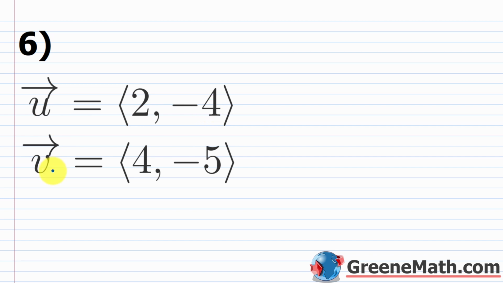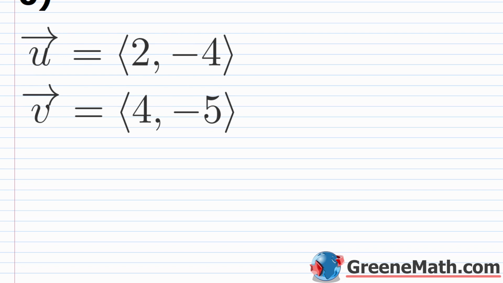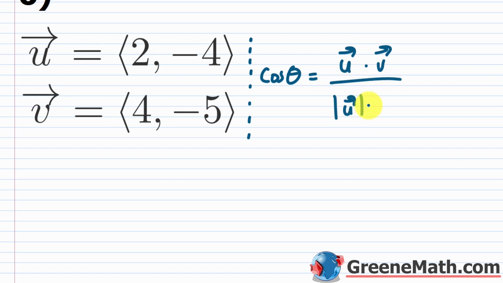Then we have our vector v also given in component form. So the horizontal component is 4, the vertical component is -5. So remember our little formula here. It's not that tough to remember. Maybe you have to write it down a few times. So the cosine of theta is equal to the dot product of these two vectors, so u dot v, over the magnitude of your vector u times the magnitude of your vector v.